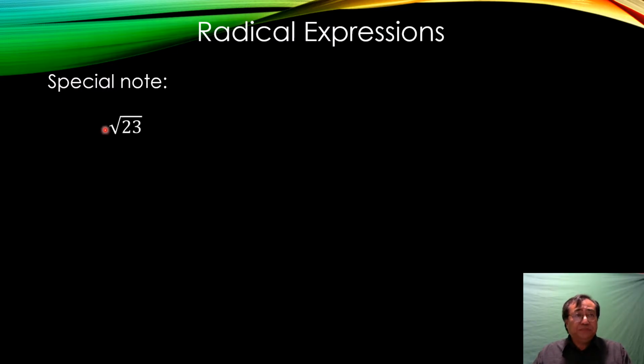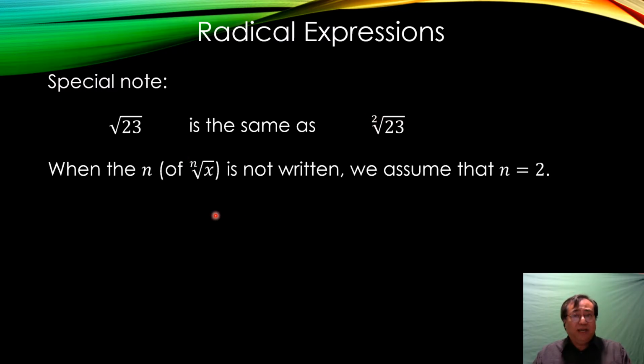Special note, this square root of 23 is the same as if there were a 2 here. This is the one time when, if there is not a number, we assume that number is 2. So when the n of the nth root of x is not written, we assume the missing number is 2. So the square root of 23 is the same as this, and they're read the same way. They're both square root of 23.